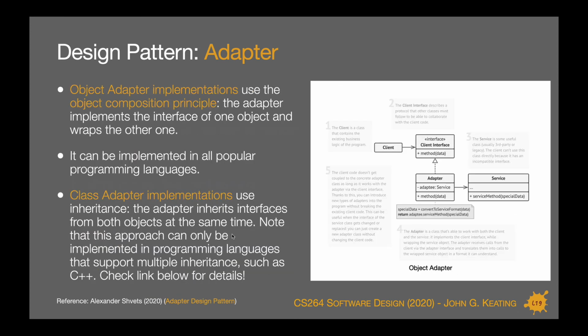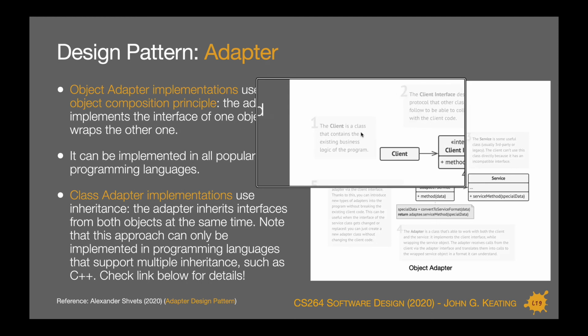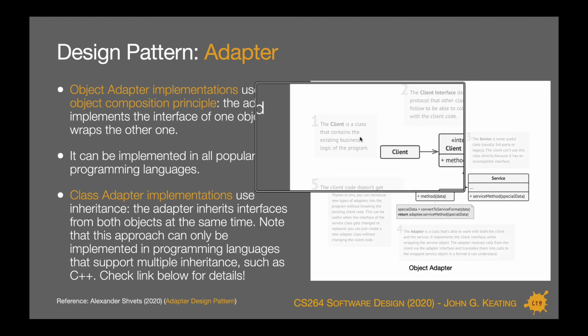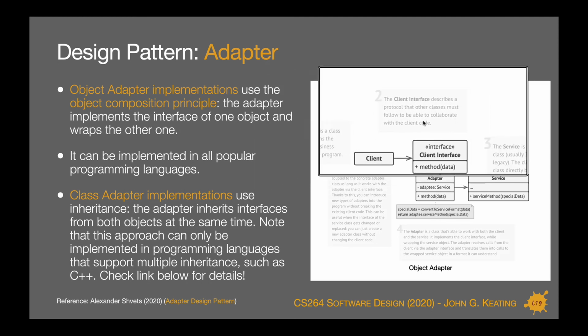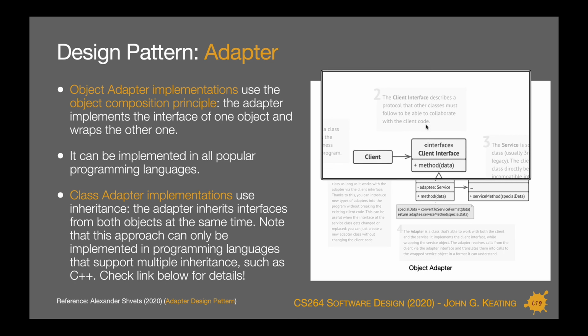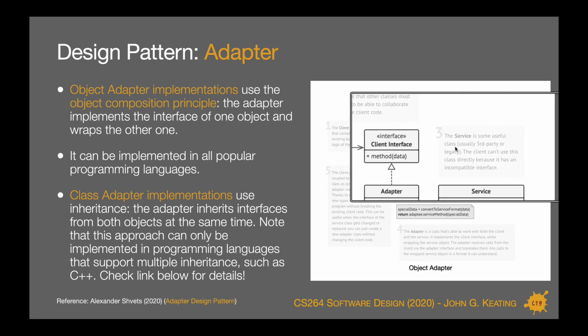Definitely worth examining. Okay, and you can look at this one here again. The client class contains the business logic of your program. The client interface describes the protocol that other classes must follow to be able to collaborate with the code. The service, usually a third-party legacy code. The client can't actually use it directly because of the incompatible interface.